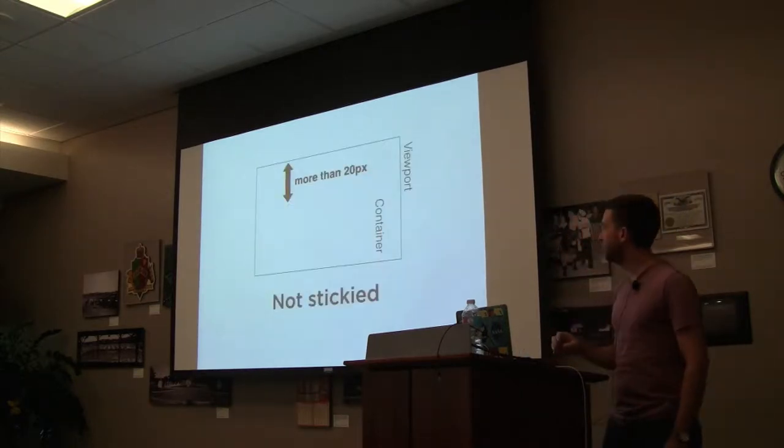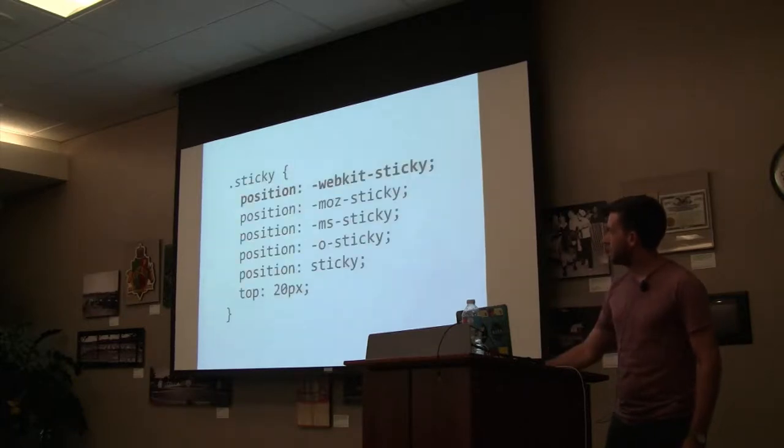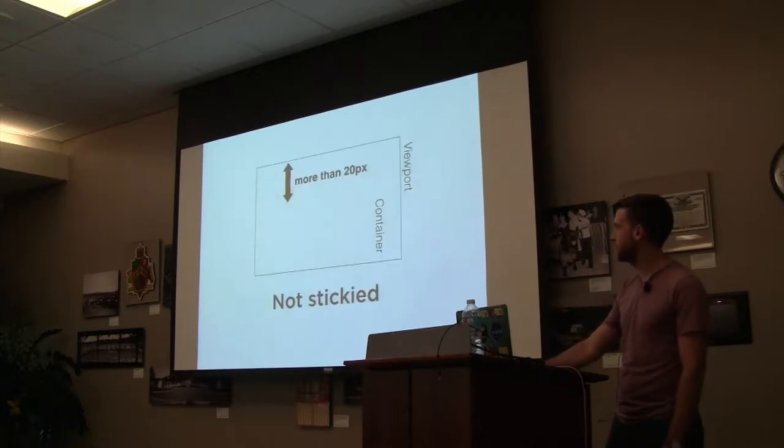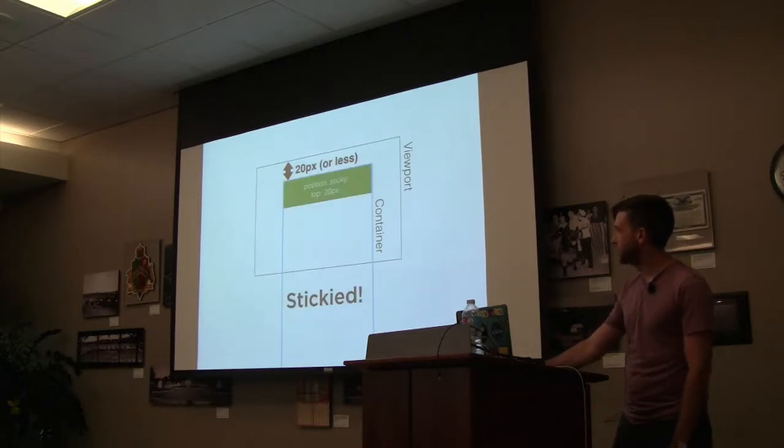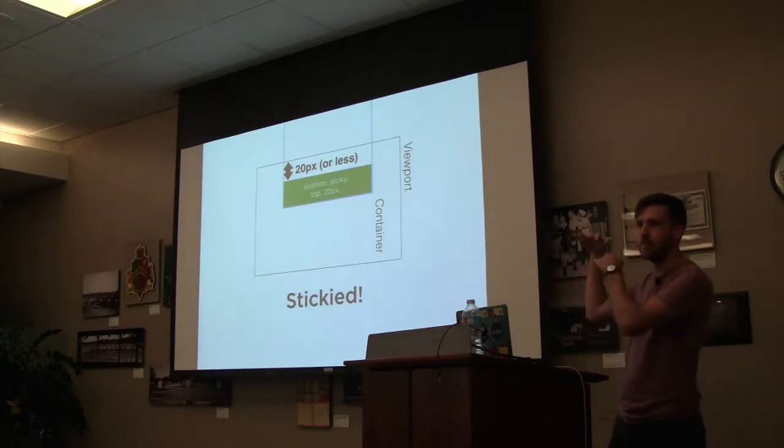So here's some lovely graphics that I built for this example. So we have top 20 pixels. We want it to remain sticky on your page. So when you scroll, there's more than 20 pixels between the top and your element, it will turn sticky on, and then as you scroll further, it will remain top 20 pixels.